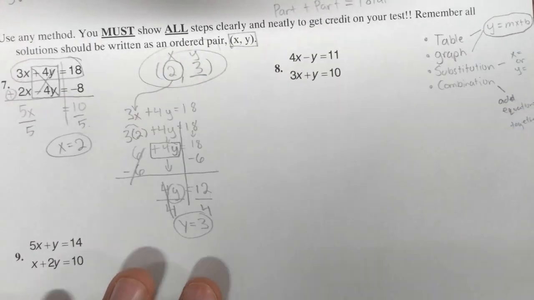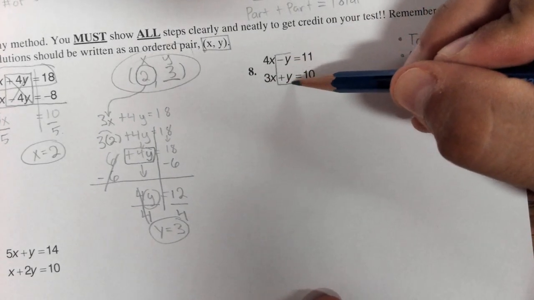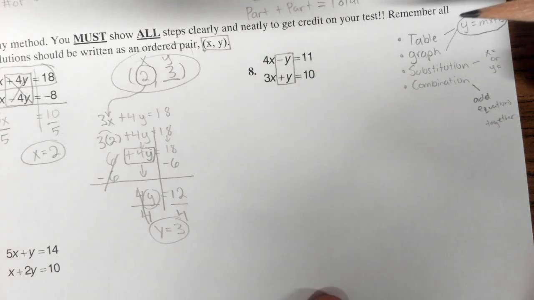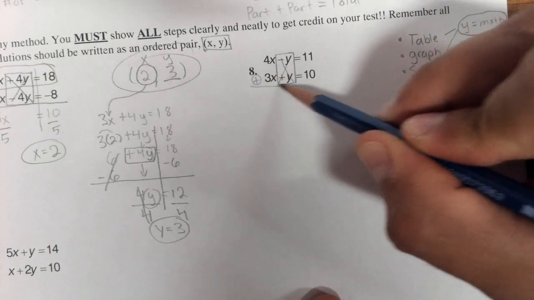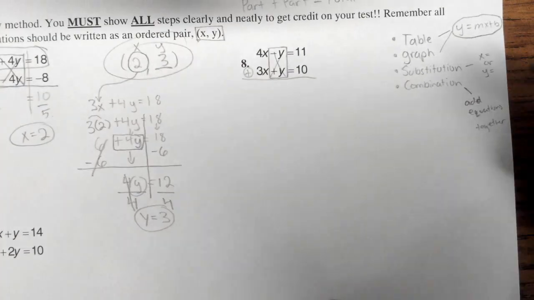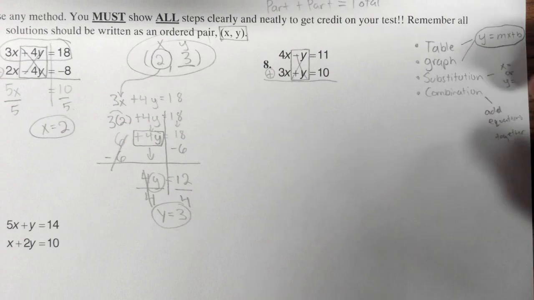Okay. I won't work number 8 because if you notice, number 8 is actually set up the exact same way. Those two are going to cancel out. So really I go through, first step, add those two equations together. Okay. I'll leave this one for you guys to practice your steps as you go through and solve.